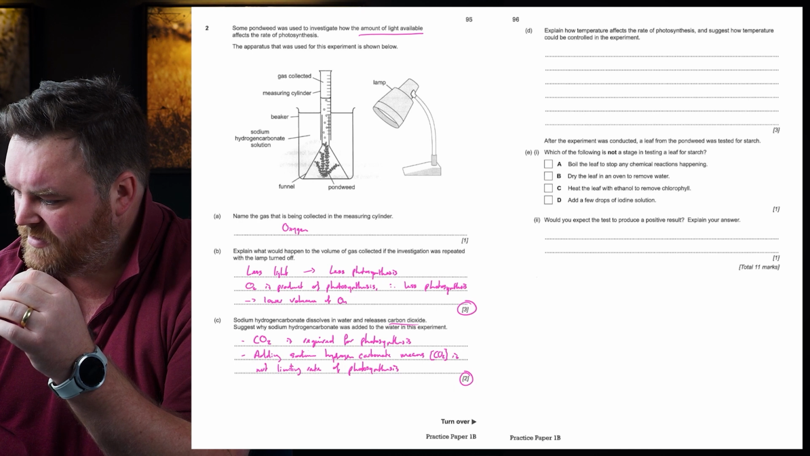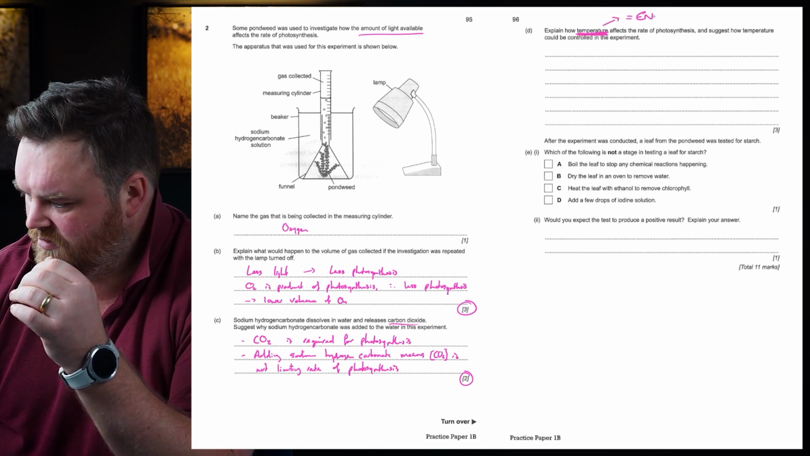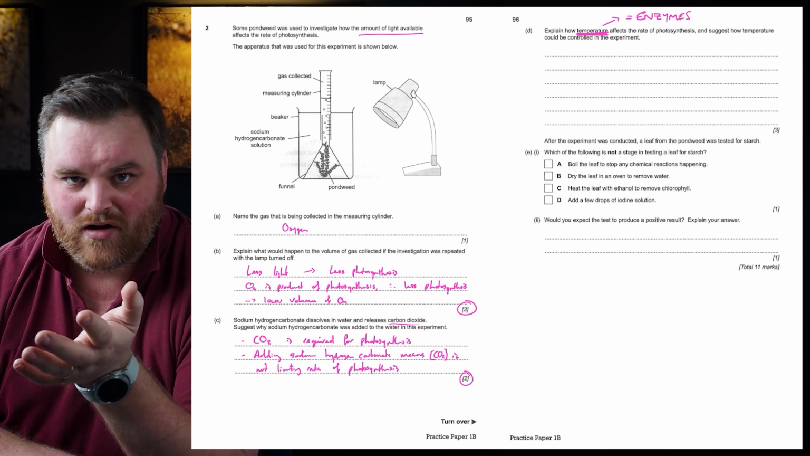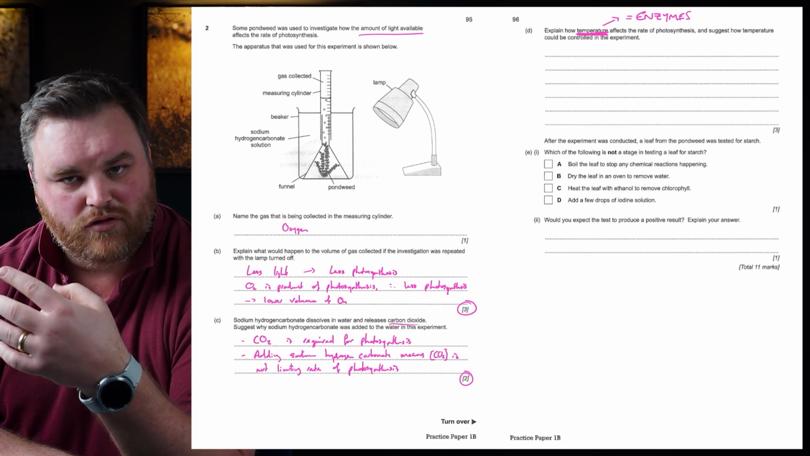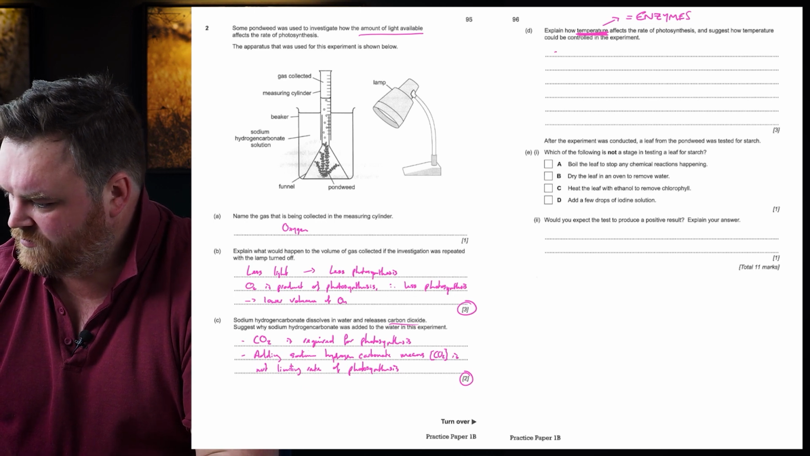So in this case, we've got explain how temperature. As soon as you see temperature there, your brain should be going to enzymes. This could easily be a 5-mark question, right? Explaining how temperature affects the rate of any reaction, you can rattle off at least 4 or 5 marking points about that. We'll just quickly do that.